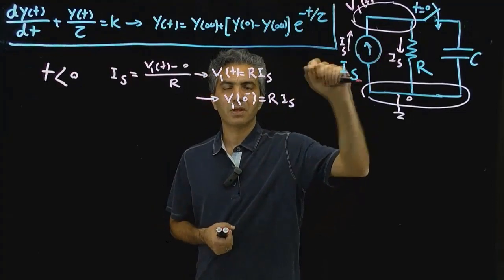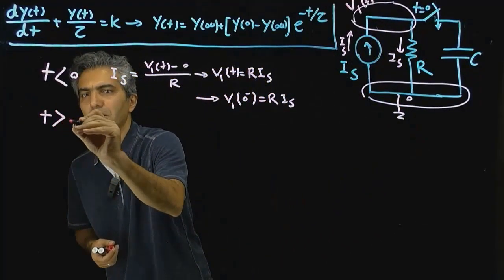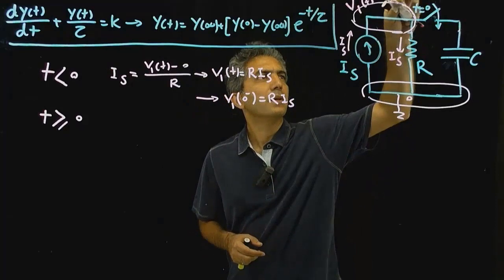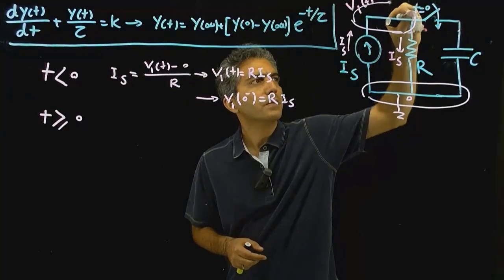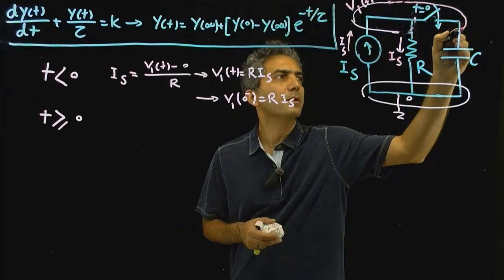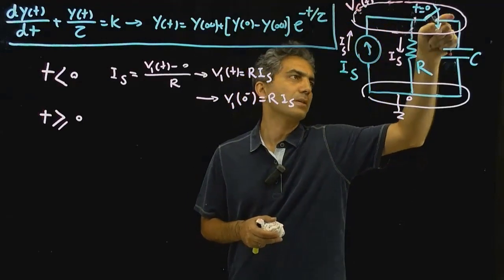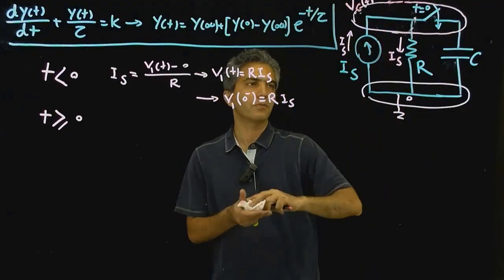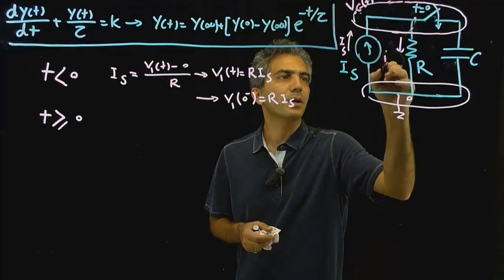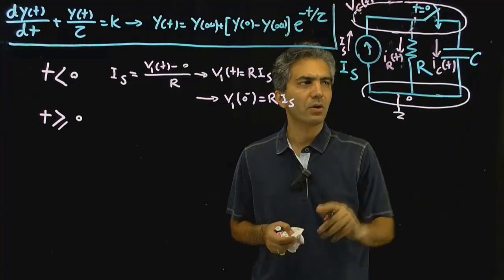Keep that in mind. We move on to the second stage of the analysis, where now the switch is closed. So t greater or equal to 0. Now, after the switch, I can extend this node to include the top of the capacitor. Now I'm going to call this VC(t), because it's the voltage of the capacitor. At the same time, I notice that this current is no longer equal to IS. I'm going to call that IR(t), and the current passing through the capacitor, I'm going to call that IC(t).